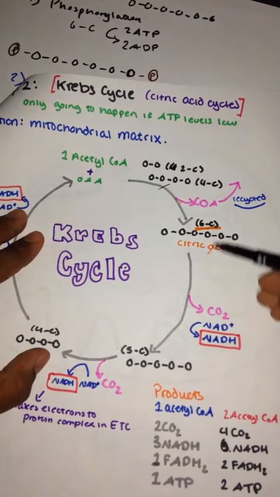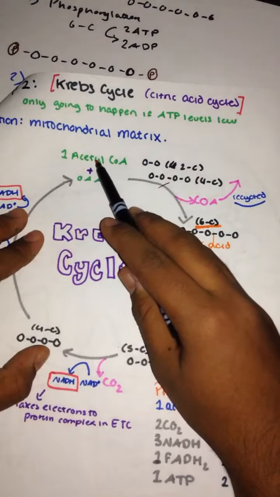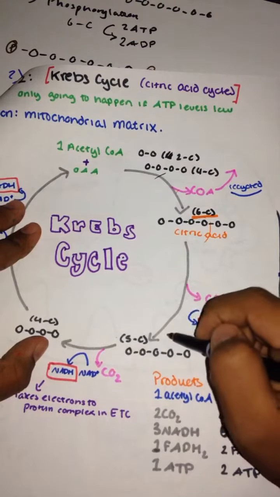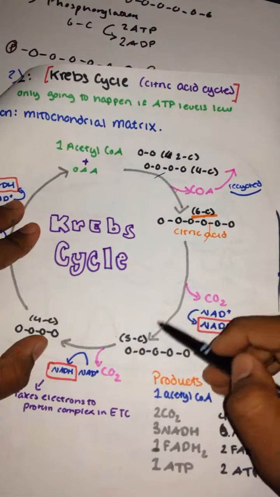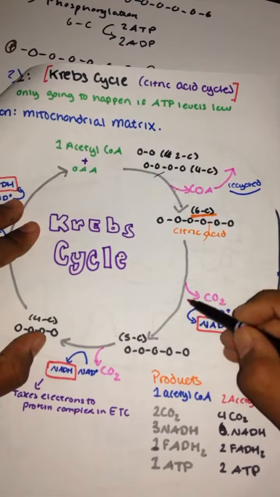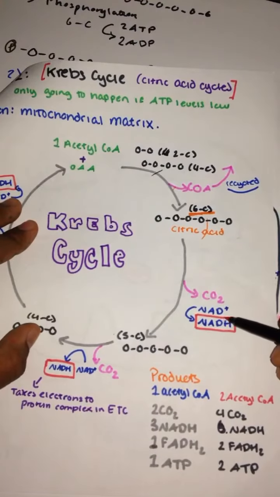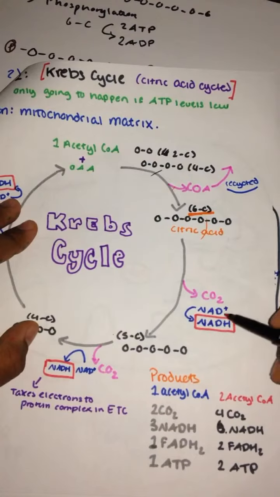So, you have citric acid, which is produced by the combination of acetyl-CoA and OAA. Then you're going to go to the next step from a 6-carbon sugar to a 5-carbon sugar. And in the process, you're going to release 1 CO2. It's going to be decarboxylated. And you're going to go from NAD plus to NADH. So NAD plus is going to come in and pick up electrons, hydrogen ions, to go to NADH.